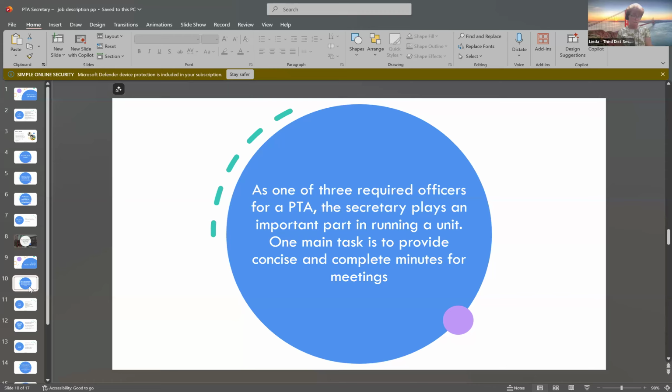The main task you'll hear over and over for the secretary is to really provide concise and complete minutes for the meetings. And concise, that's where the discussion doesn't pertain to the action. You want to keep it simple, concise, and just be thorough. So what was the action taken? What was the vote? If the motion was made and everybody voted for it and the motion carried, or even if the majority voted for it, that's the action that can be taken.